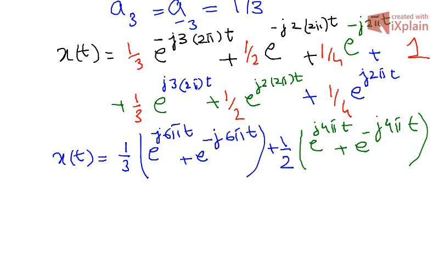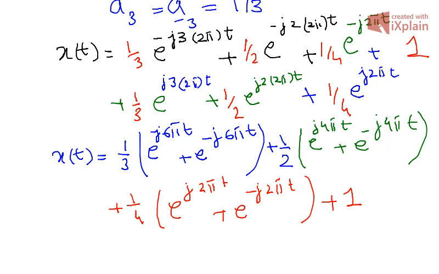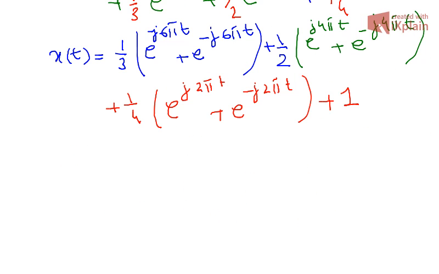We have another one from these two, where 1 over 4 we can take common. So 1 over 4 is common, and I have e raised to the power j 2 pi t plus e raised to the power minus j 2 pi t. And I have a 1 over here. Now if we use our knowledge of the Euler identity, let me rewrite it in the next line. I'll write 1 first.